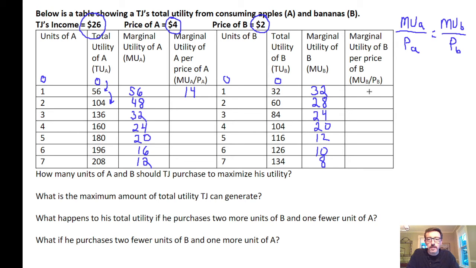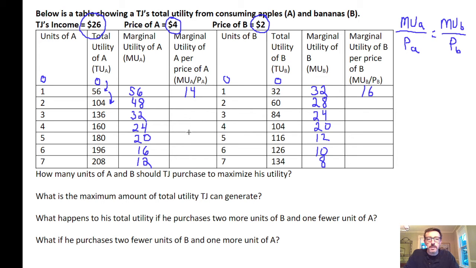And just for comparison, let's jump over here and look at the banana. This is 32 utils, but we're going to spend $2 to get those 32. So 32 divided by 2 is 16. So it turns out that first banana actually gives us more satisfaction per dollar that we spend on it than that first apple. So if you're looking to get the most use from your money, you might consider buying a banana instead of an apple. Even though the apple is more satisfying, it costs more, and it may not be worth the extra cost.